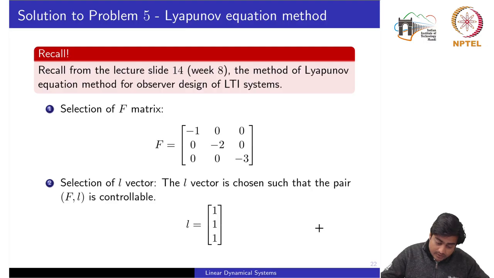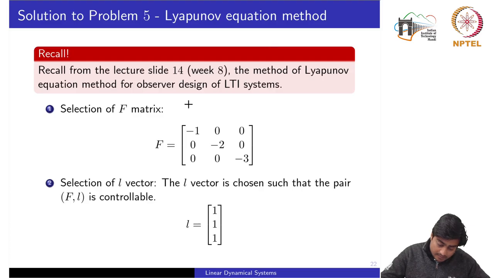In the lectures we had discussed two methods. First is the eigenvalue assignment method, which basically gives you the Luenberger observer. Second is the one based on the Lyapunov equation. Here we will go through the steps of computing the observer matrices using that method, and finally we will see some simulation results.